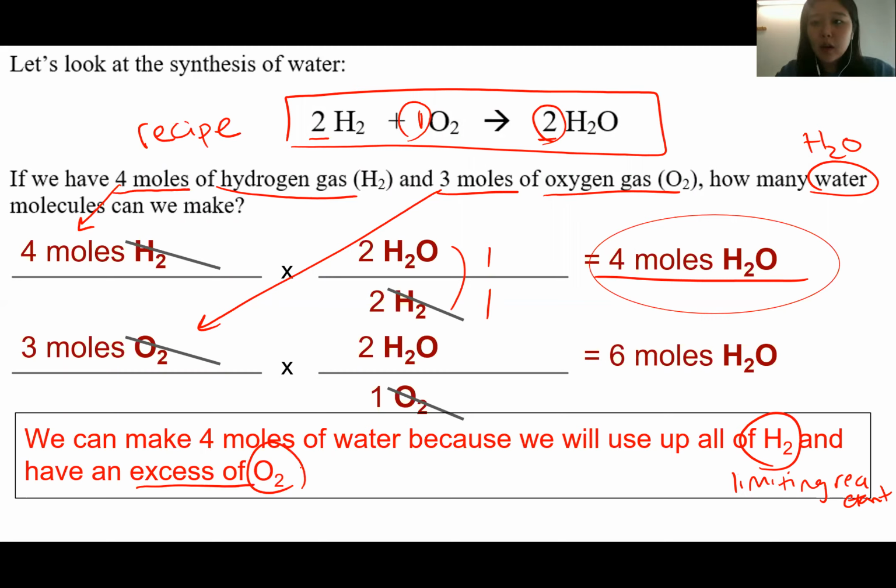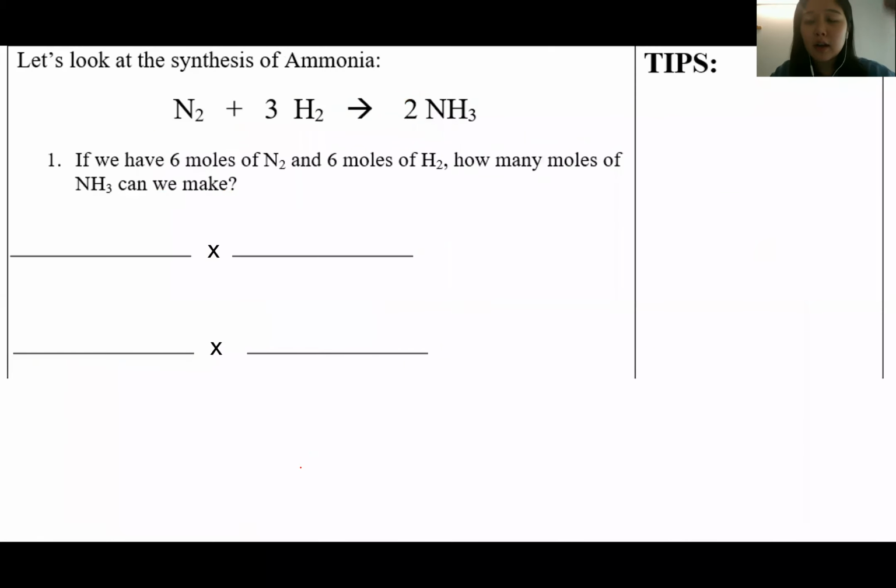All right, let's look at another problem. We're actually going to look at a set of problems to help you with limiting reactant problems. So let's look at the synthesis of ammonia. Nitrogen gas, N2, reacts with hydrogen gas to produce ammonia, NH3. If we have 6 moles of N2 and 6 moles of H2, how many moles of NH3 can we make?